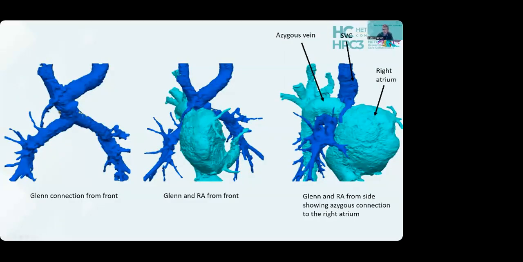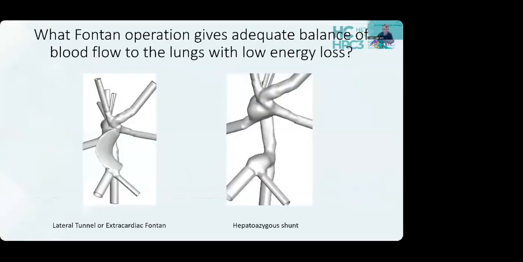And then here on the right, you can see the azygous vein that courses over that right pulmonary artery and connects to the right atrium. And you can see the relationships here and the complexities of what we need to consider as we think about how to do a Fontan completion in this child.